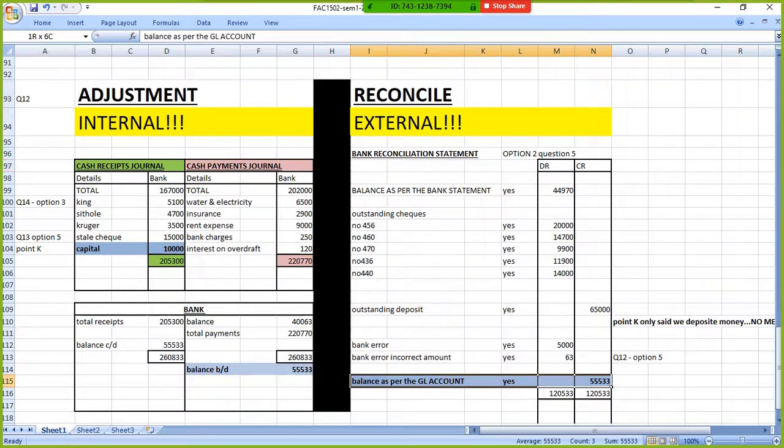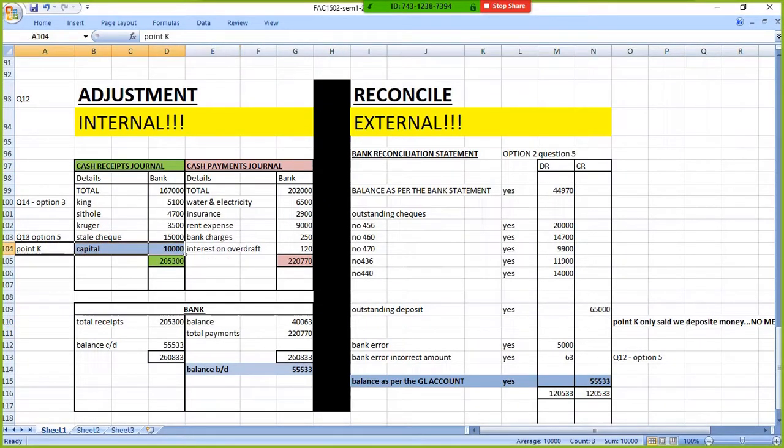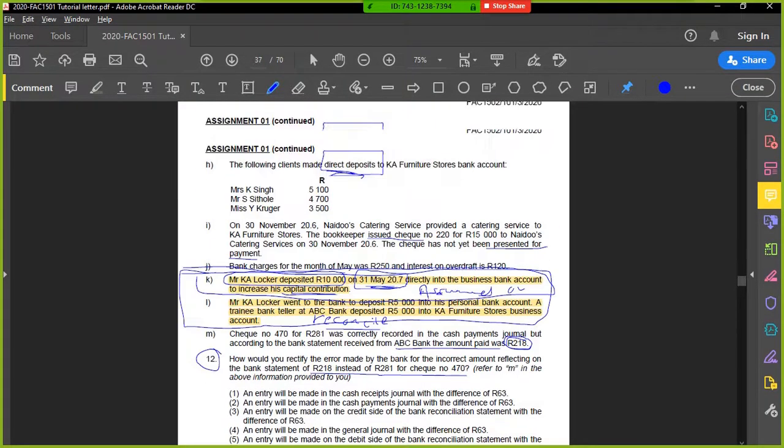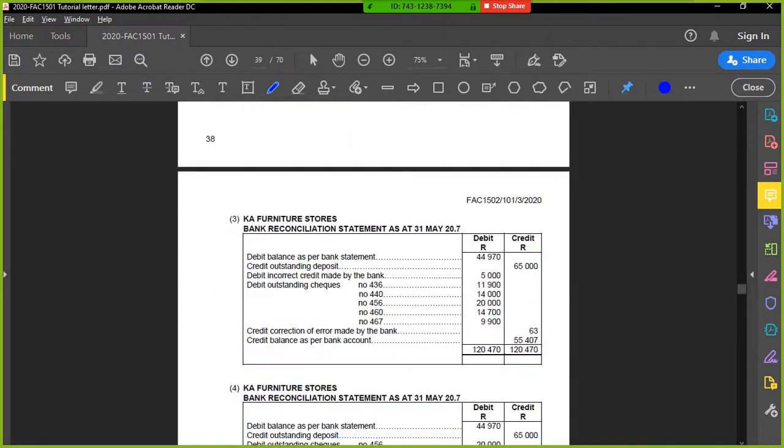So you can see I made a mistake with that one point, point K. Point K had to go on this side because there was no outstanding amount from the bank. So the bank was very efficient. Just to revisit that point, the bank literally deposited the money on the day that you deposited. There was no delay. Alright, so that's one.